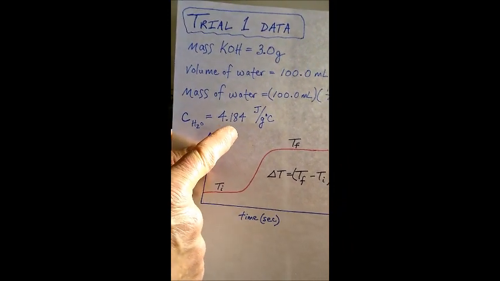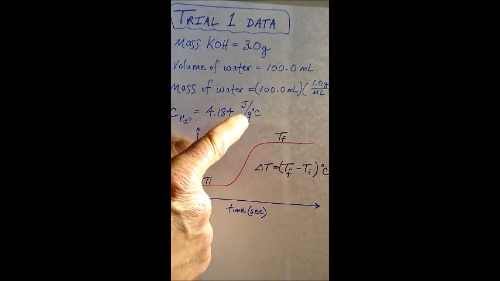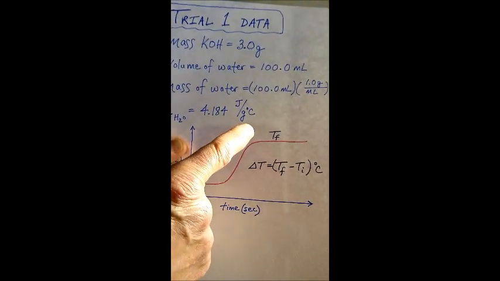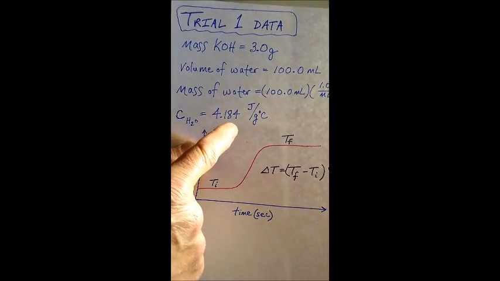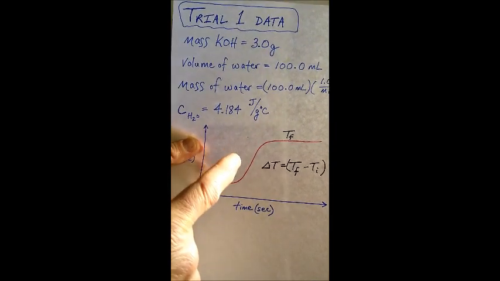What that number means is if you want to change the temperature of 1 gram of water by 1 degree Celsius, you have to add in 4.184 joules. That's a very precise number.